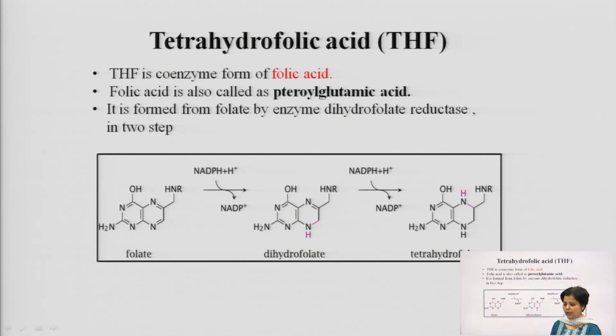It is called THF and it is a coenzyme form of folic acid. It is also called pteroylglutamic acid. It is formed from folate by the enzyme dihydrofolate reductase in a two-step process. That is, folate is converted into dihydrofolate and then it is converted into tetrahydrofolate. The THF is the coenzyme form of folic acid.